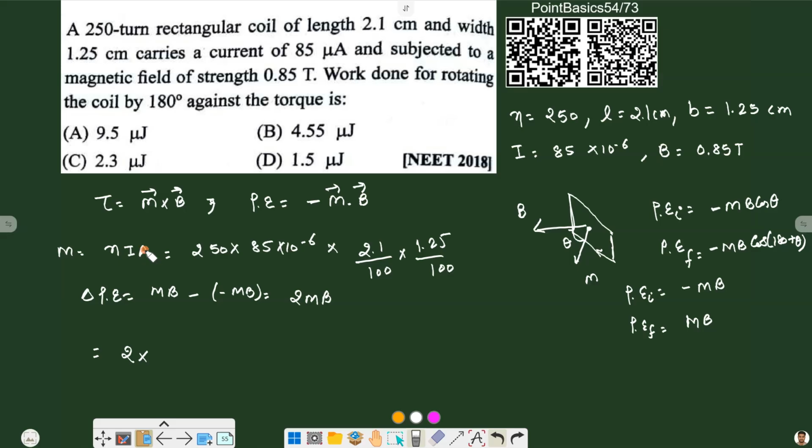So 2 times the value of M, which is 250 into 85 into 10 raised to power minus 10, into 1.25 into magnetic field, that is 0.85, and upon calculation this will give us 9.5 microjoule. That is option A for us. Now let's move to the next one.